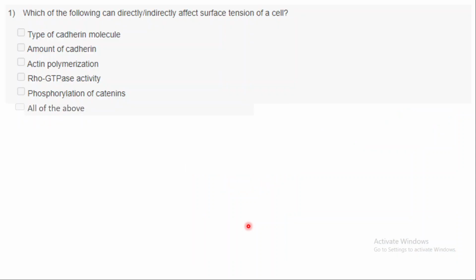So the first question that we are going to solve from practice session week 5: which of the following can directly or indirectly affect the surface tension of a cell? This is a question about surface tension. Which of the following can directly or indirectly affect the surface tension of a cell? Option A, type of cadherin molecule. Option B, amount of cadherin. Option C, actin polymerization. Option D, Rho GTPase activity. Option E, phosphorylation of catenins. Or option F, all of the above. So here is the question.